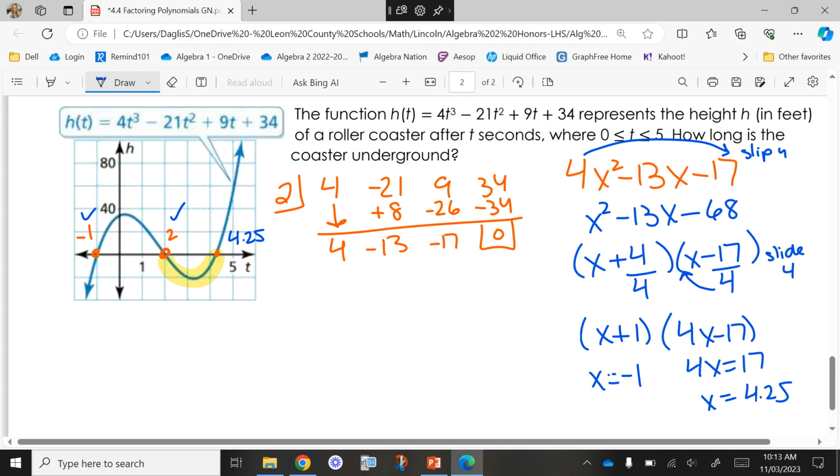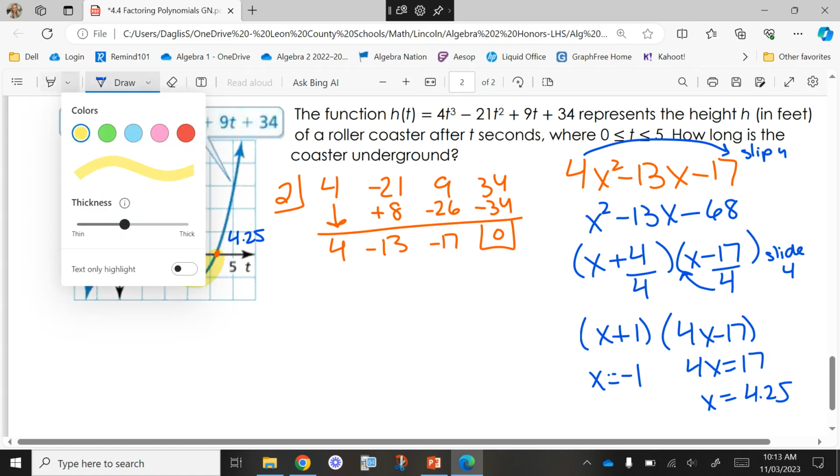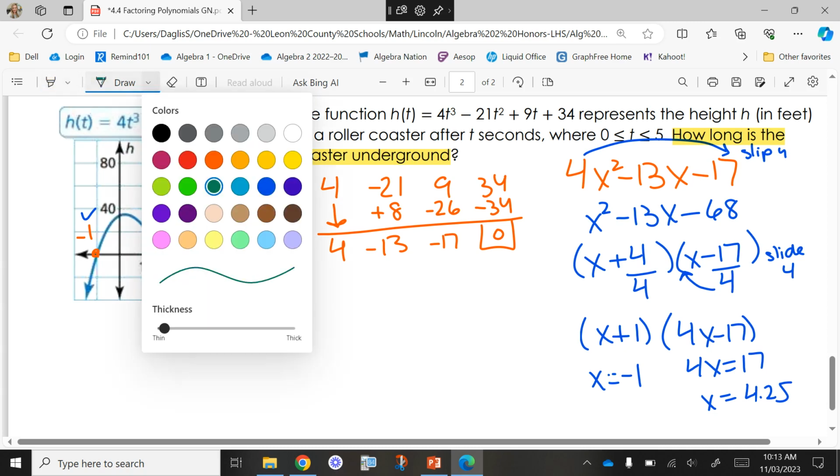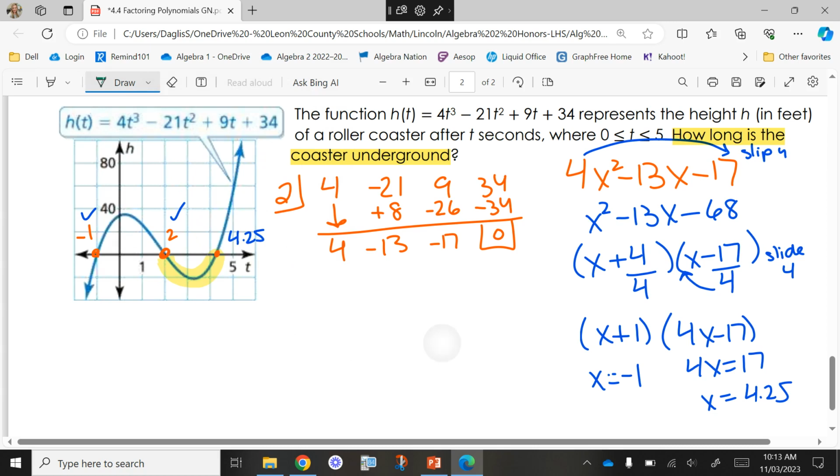So that's how we use synthetic division and our factoring to help me find x-intercepts that are not going to be whole numbers. Okay. Now, I have to answer the question. The question was, how long is the coaster underground? So I kind of marked it. I know it's in between 2 and 4.25 seconds. So how long is that? 2.25 seconds.